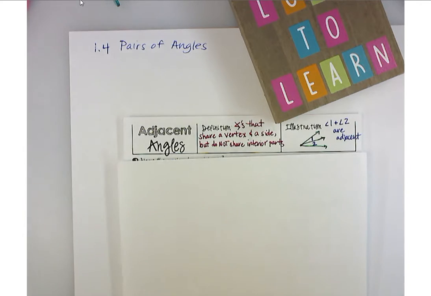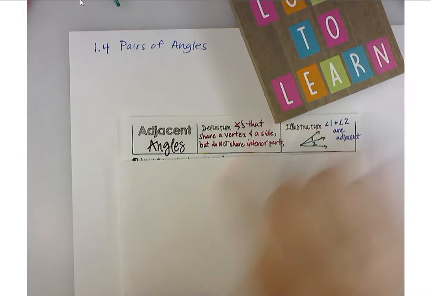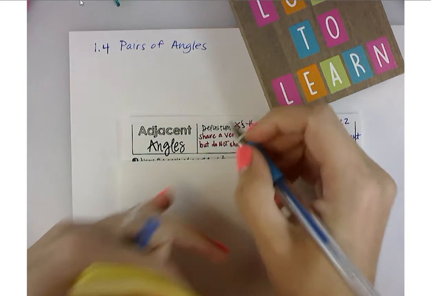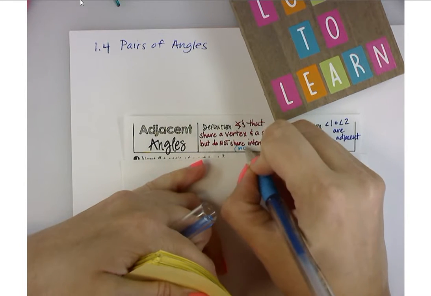Talking about today, and you guys have your foldable. The first special type of angle are called adjacent angles. Those are angles that share a vertex and a side, but there's not going to be any interior parts that are shared, which basically just means they're not going to overlap each other. Okay, so there's no overlap.